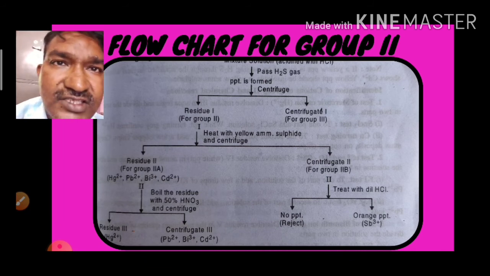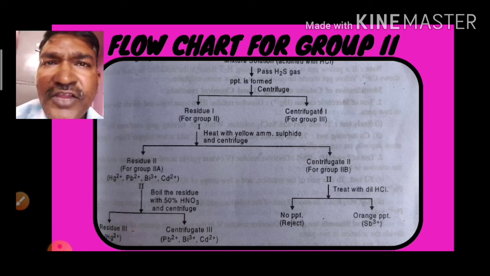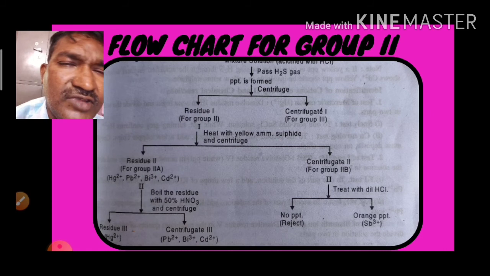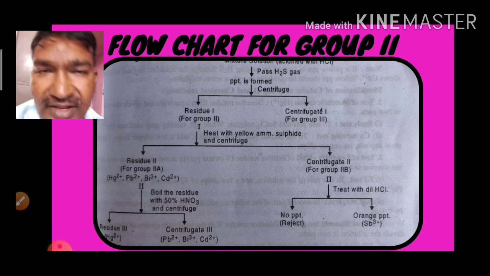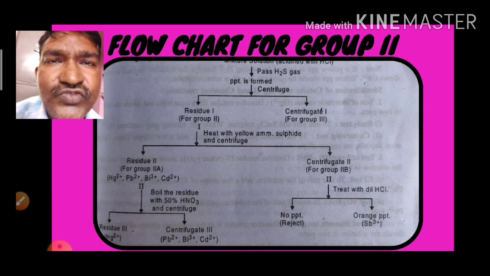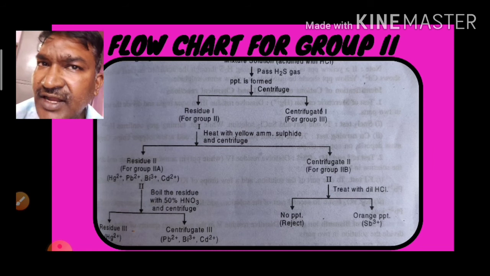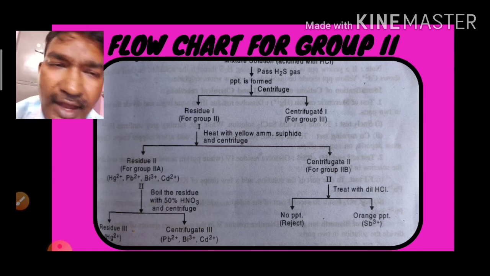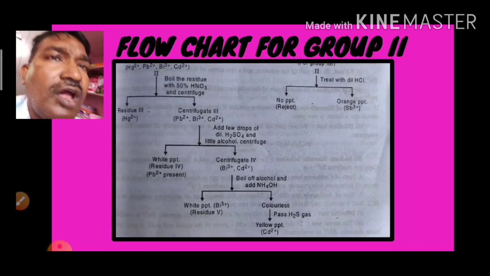If the precipitate dissolves, we have to think that it is a second B group cation. And if the precipitate does not dissolve in the yellow ammonium sulfide, we have to think that the salt mixture contains second A group cations. So the yellow ammonium sulfide is useful in identifying whether the second group cation is a second A group cation or a second B group cation. Depending on that, we have to move further and identify which type of cation is present in the given salt mixture.